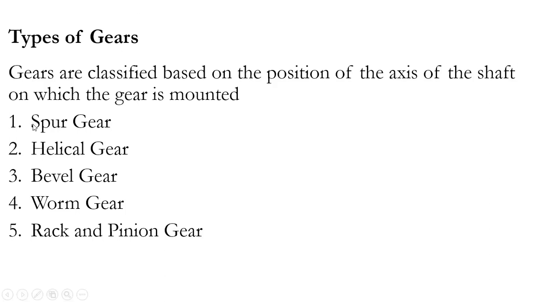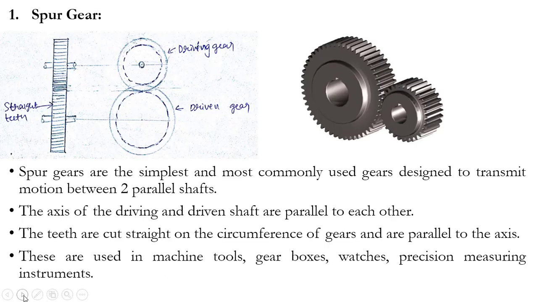First one is spur gear, second one is helical gear, third one is bevel gear, fourth one is worm gear, and fifth one is rack and pinion gear. So these are the 5 different types of gear, and you all know the parameter which is considered is the position of the axis of the shaft on which the gears are mounted. Based on this parameter, we will classify the gears into these many types, and we will see each type in detail. Let's go for the first one, that is spur gear.